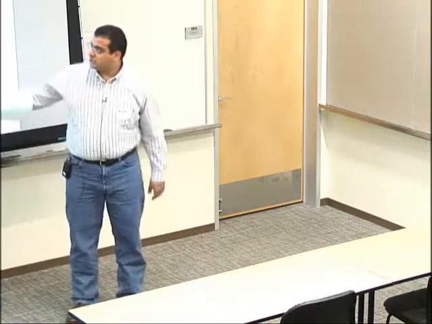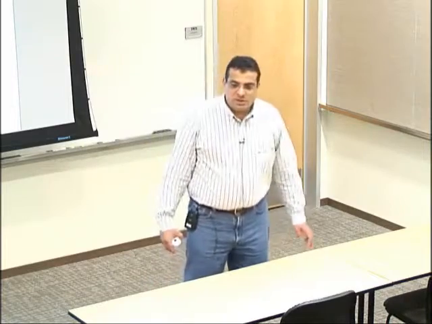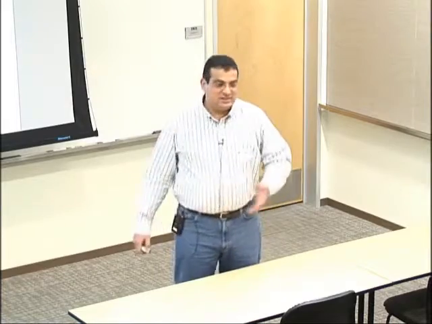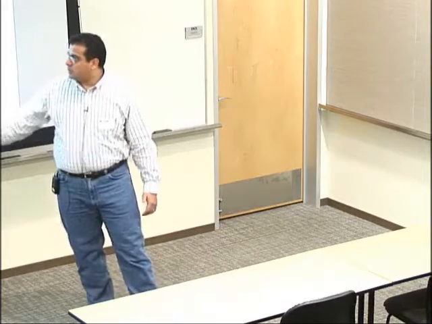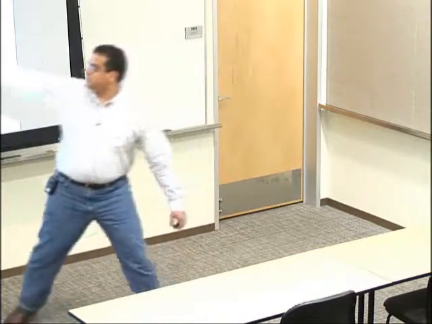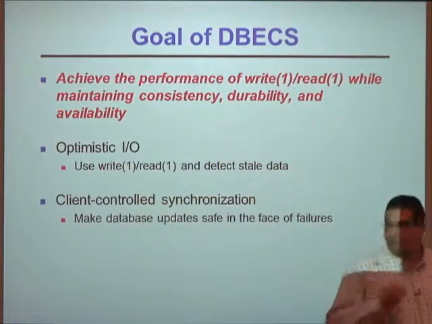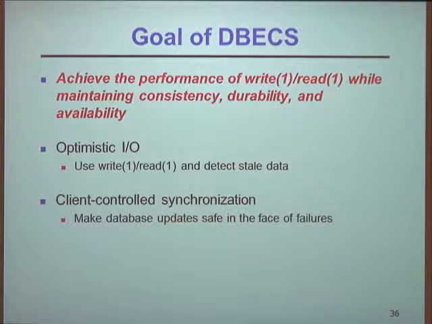And we do that by making two changes to Cassandra and to the way we use Cassandra. The first is something we call optimistic I.O., in which we say, well, if write one and read one are cheap, let's just use write one and read one. And if we happen to get stale data, let's detect that and recover from it. The second change we made was something we call client-controlled synchronization. When we use write one and read one, we lose durability. Client-controlled synchronization gives us back durability. It makes database updates safe in the face of failures. So let me spend a few minutes talking about each of these optimizations.